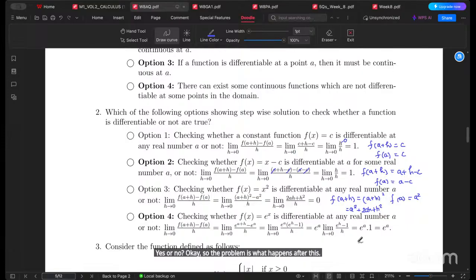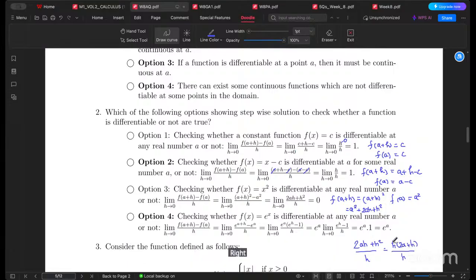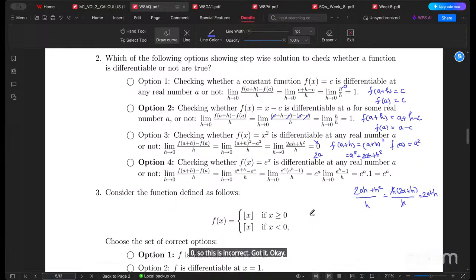2ah plus h square by h. So I can take h commonly. So you have h times 2a plus h by h. So h and h cancel out and you have 2a plus h. Now when you apply h goes to 0, what will happen? You will be left with 2a. So you are given it as 0. So this is incorrect. Got it? Okay.